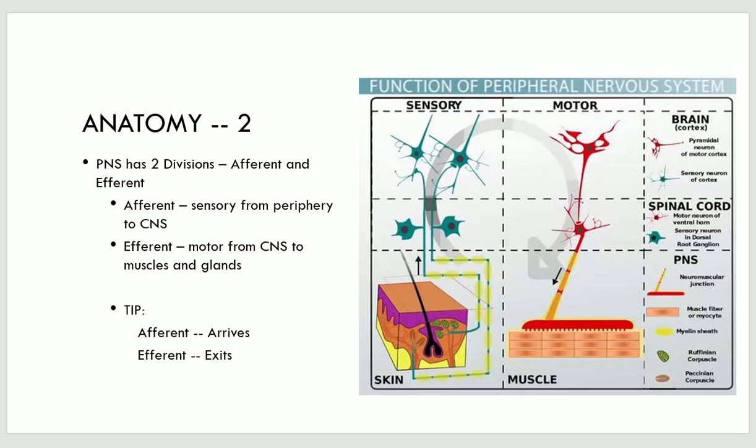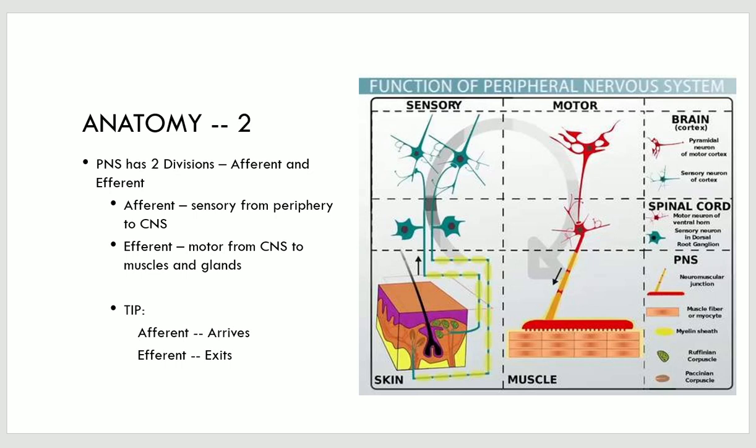All right, so breaking it down further. Reiterating slide 2, that's what these next few slides are going to be. We're going to break the peripheral nervous system down into two divisions, like I just talked about, afferent and efferent. Afferent was sensory, efferent is motor. So afferent is sensory from the periphery to the CNS. Efferent is the motor from the CNS to the muscles and glands.